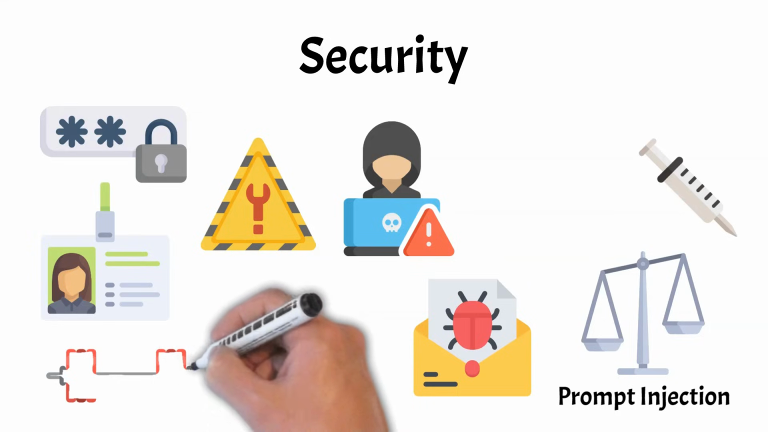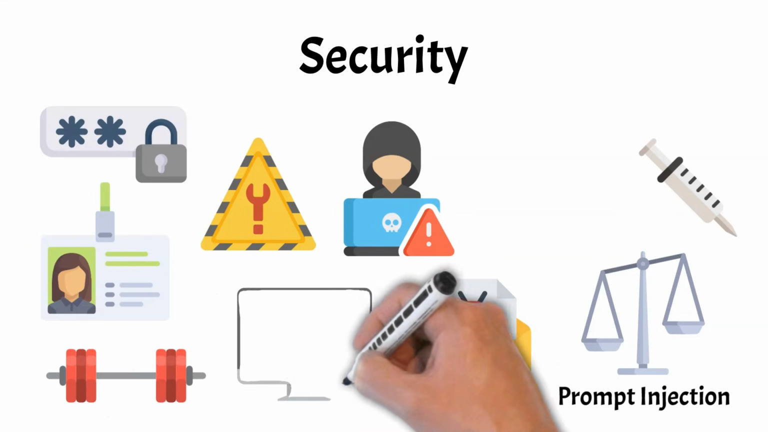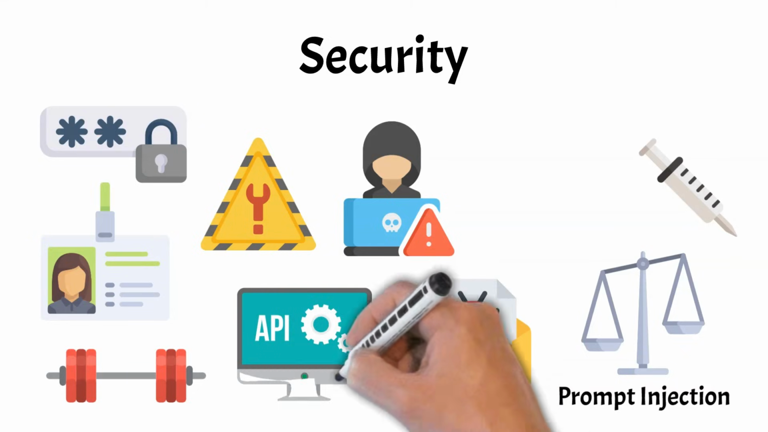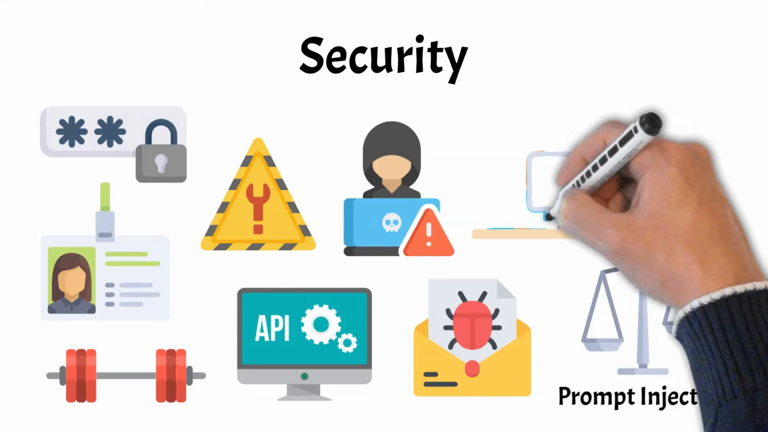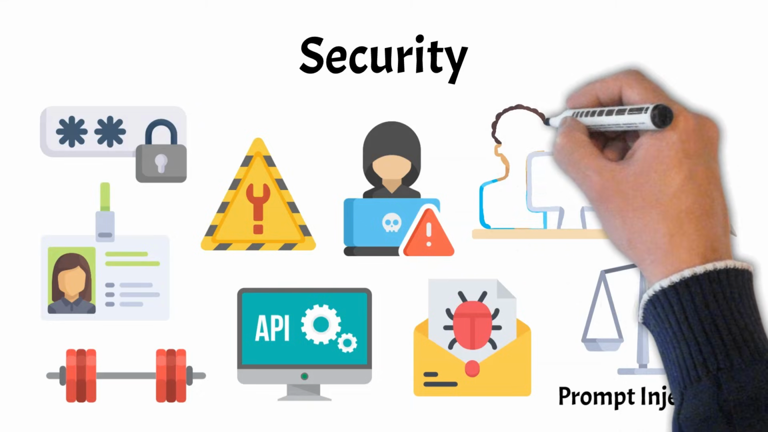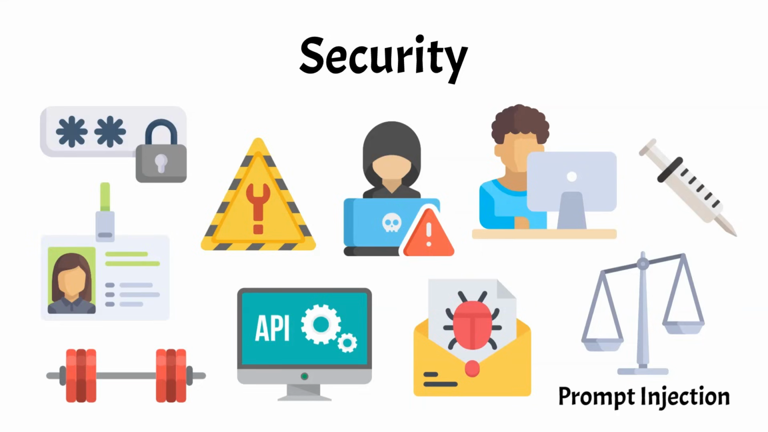API integrations introduce additional risks, since a model connected to external tools can unintentionally perform actions it wasn't meant to. And alongside technical safeguards, user awareness matters too. Knowing what not to share, recognizing suspicious behavior, and using reputable systems all strengthen overall security. In short, keeping LLMs safe is a shared effort, combining resilient models, secure integrations, and informed users.